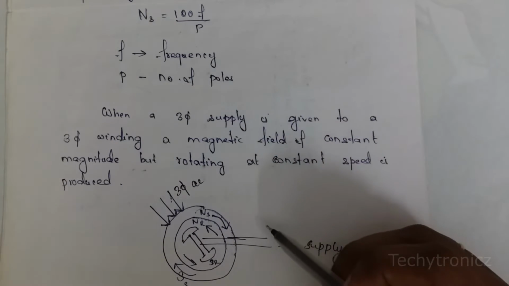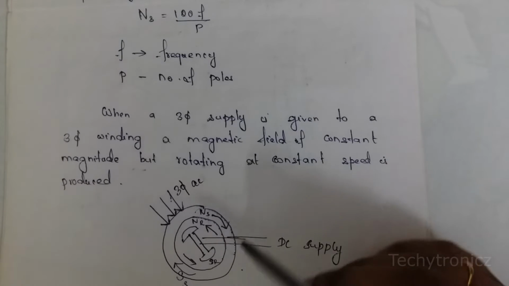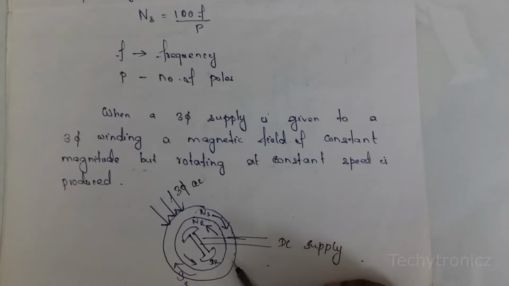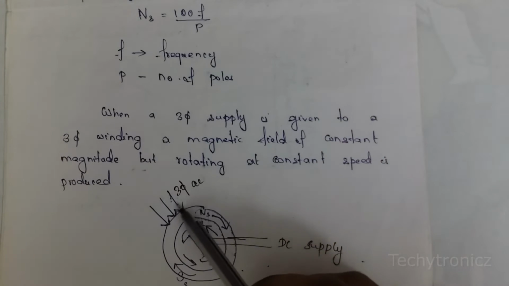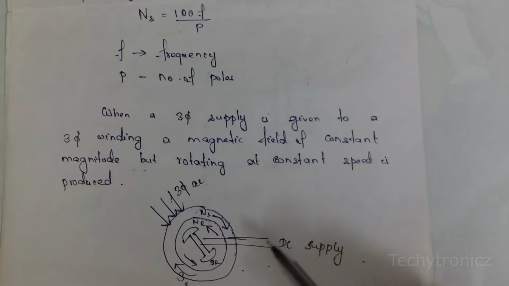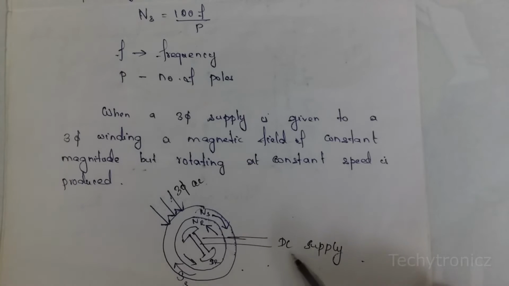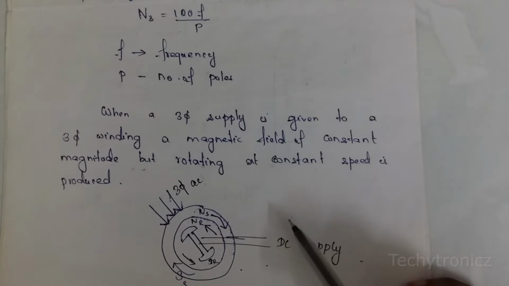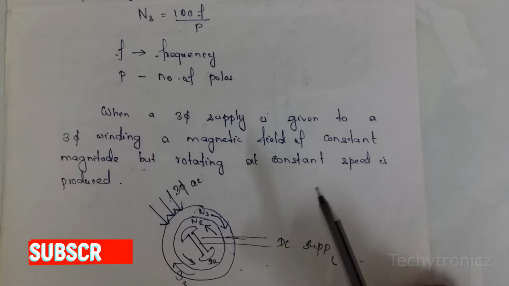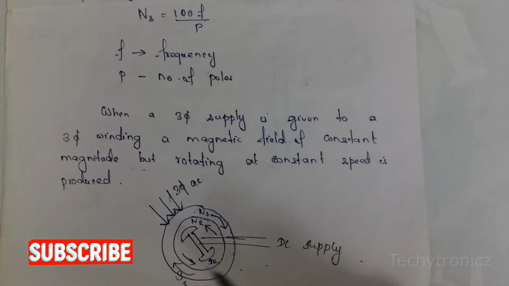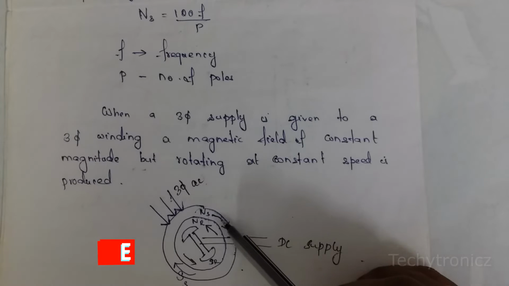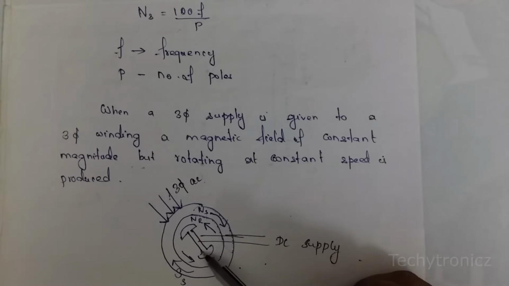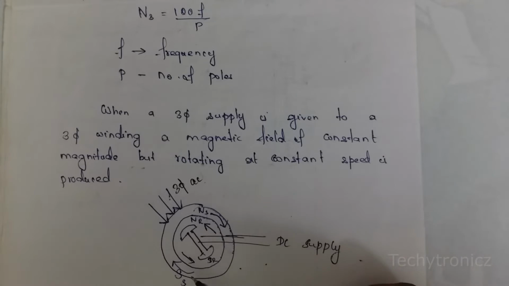The stator has the armature winding and the rotor has the field winding. The stator is excited by a 3-phase AC supply and the rotor is excited by a DC supply. In a synchronous motor, when AC supply is given to the stator winding, it generates a magnetic field rotating at a speed known as synchronous speed.